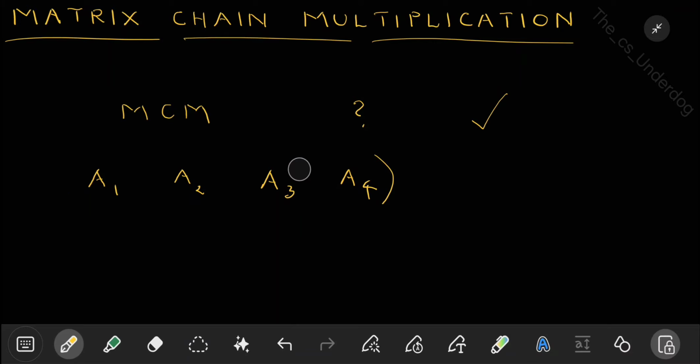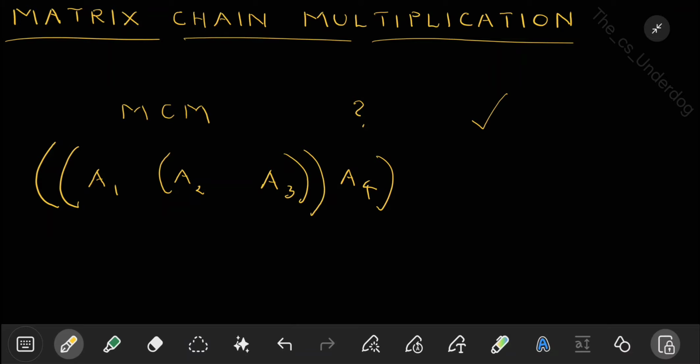Another way is, let us say you do A2 into A3 first, then you multiply A1 with the result of A2 and A3. After that, with this result, you multiply A4. This is another way of parenthesizing.